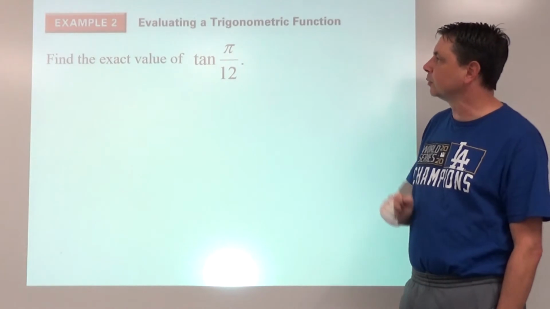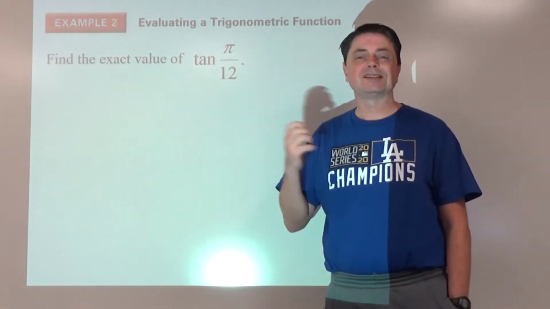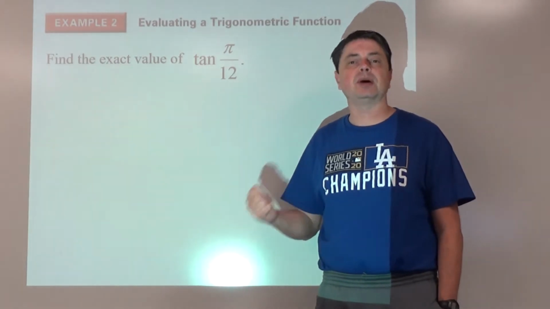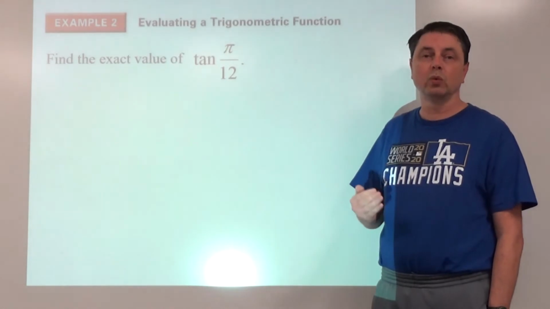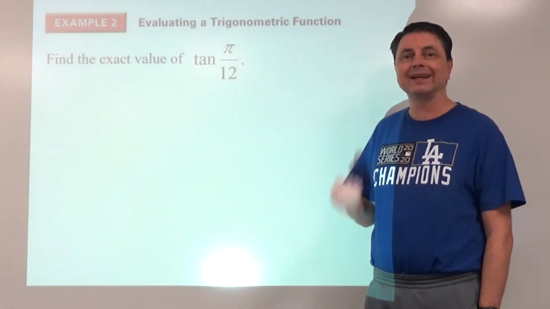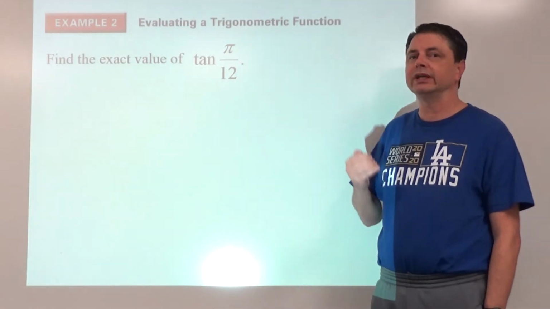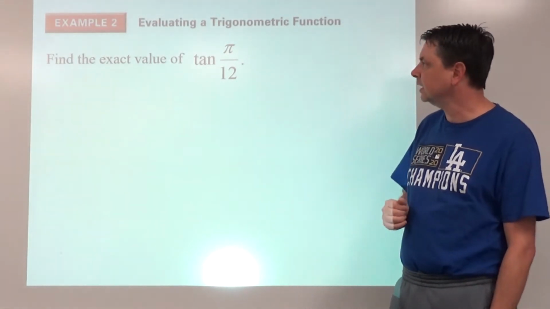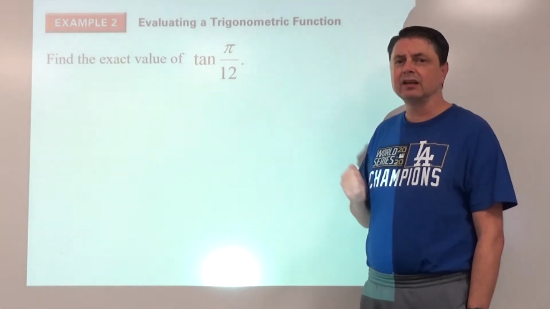Example number 2, find the exact value of the tangent of pi over 12. Same idea. Can we create pi over 12? Now we're talking about radians from the angles that we're aware of in the unit circle, like 0, pi over 6, pi over 4, pi over 3, and so on. Well, there's actually multiple ways of doing this.